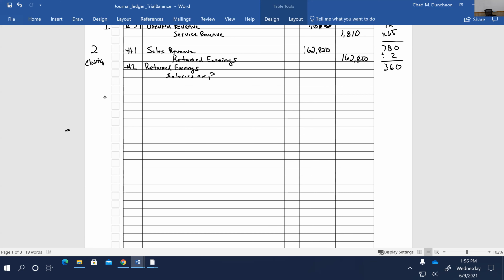Salaries expense. Current expense. Facilities expense. Supplies expense. And income tax expense. Since those were normally debits, we would have to do all of those on the credit side. 660, 250, 8415.